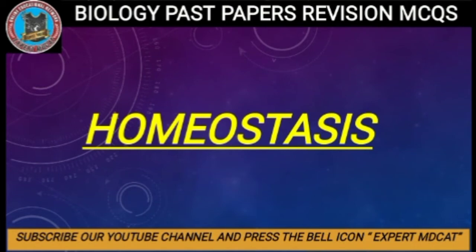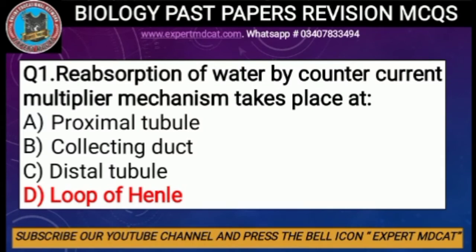So the first MCQ is: reabsorption of water by countercurrent multiplier mechanism takes place at. Options are proximal tubule, option B is collecting duct, option C is distal tubule, and option D is loop of Henle. So here the correct option is loop of Henle. See, countercurrent multiplier mechanism is the key word, and water is reabsorbed in the descending loop of Henle. So the correct option is D.